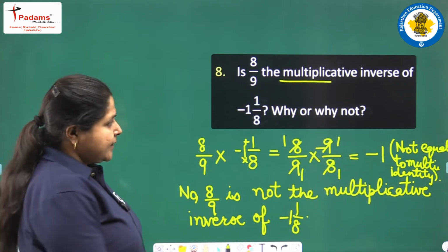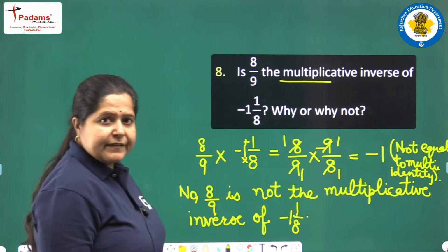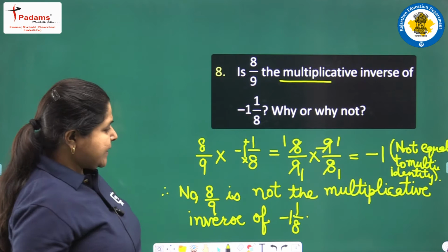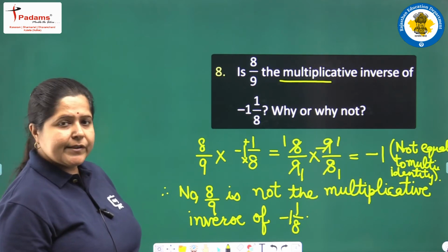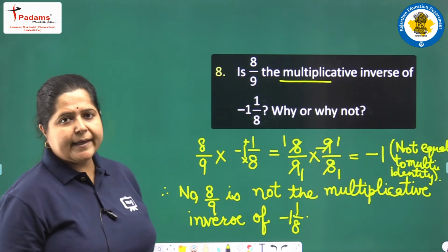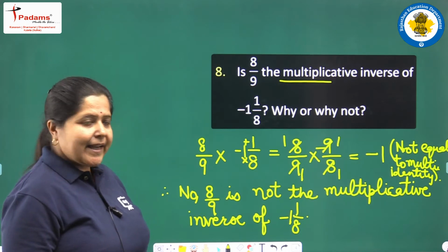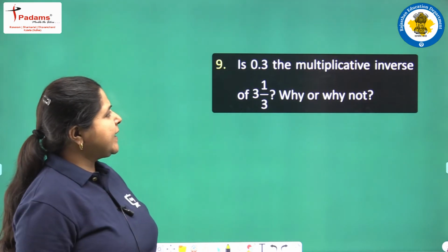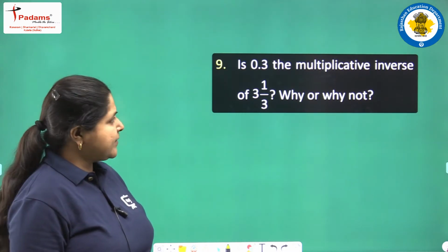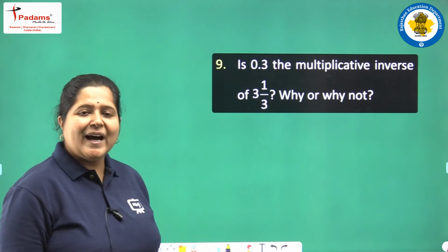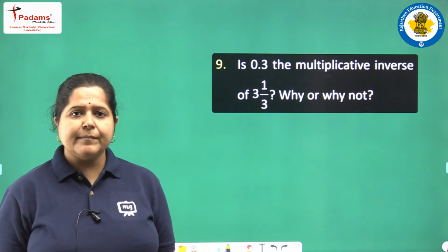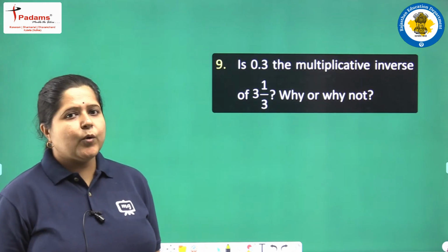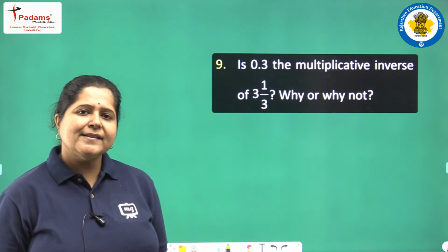Write it in the bracket that it is not equal to the multiplicative identity. Therefore, no, 8 by 9 is not the multiplicative inverse of minus 1 by 8. Clear? Next we have a similar question. Is 0.3 the multiplicative inverse of 3 1 by 3? Why or why not? Again we will multiply both of them, and if we get the multiplicative identity 1, then they both will be inverses of each other, otherwise not.